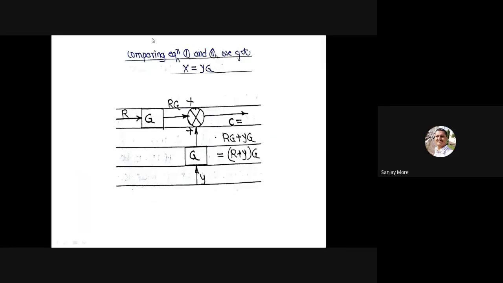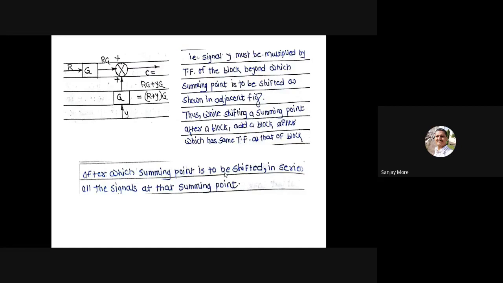Consider these two equations, comparing equation 1 and 2, X is equal to Y into G. Therefore, R block G gives RG, the summing point with Y gives GY. C is equal to RG plus YG or GY. So take common G in bracket, R plus Y. Here G in bracket R plus Y. That is, Y must be multiplied by the transfer function of the block beyond which the summing point is to be shifted, as shown in the adjoint figure.